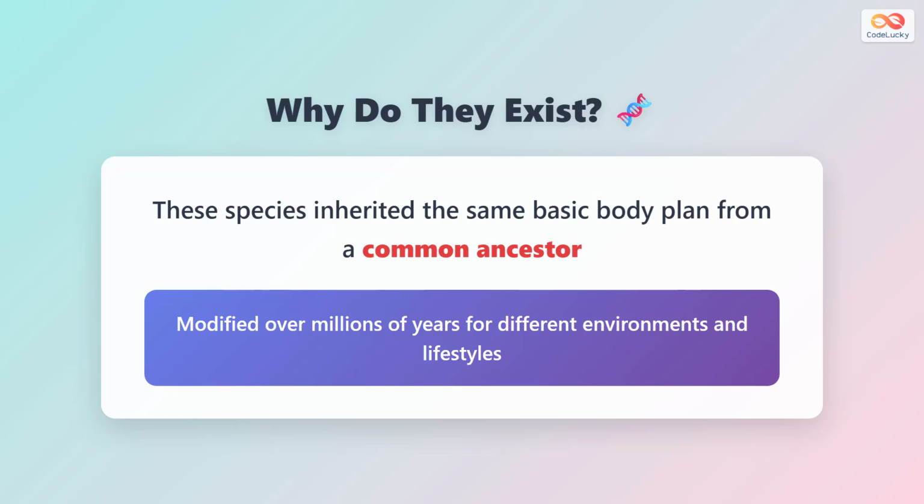So why do these similarities exist? The answer lies in evolution. All of these species inherited the same basic body plan from a common ancestor that lived millions of years ago. Over time, through the process of natural selection, this basic structure was modified and adapted in different ways to suit different environments and lifestyles. Bats evolved wings for flight, whales evolved flippers for aquatic life, and so on.